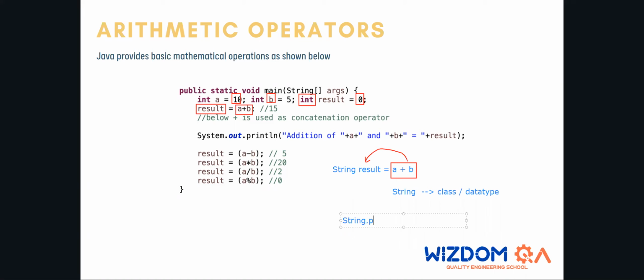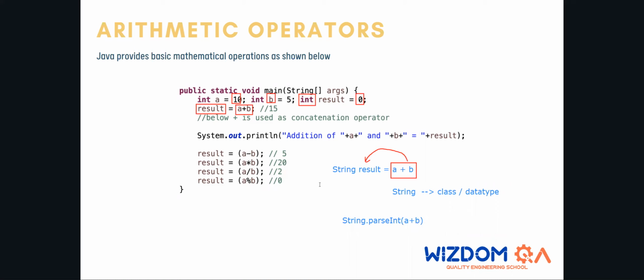String dot parseInt. You're parsing it. parseInt is a method. So String is a class, parseInt is a method, and within this method you pass the value, which is a plus b. When you do that, the integer value of a plus b will get converted to a string, and then you can set it to the string result.